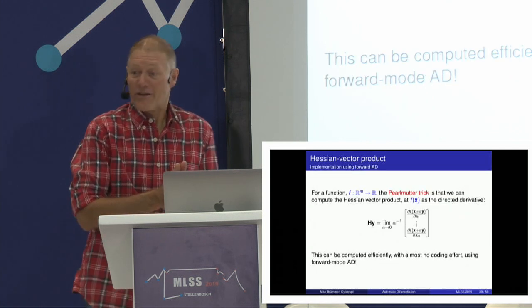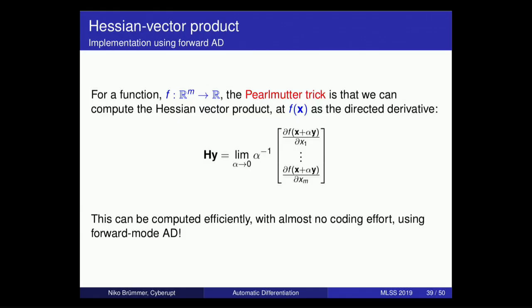So how do we do it? I've tried to convince you that sometimes it's useful. How do we do it? This is sometimes called the Perlmutter trick. There's a machine learning researcher called Barak Perlmutter. He published it.